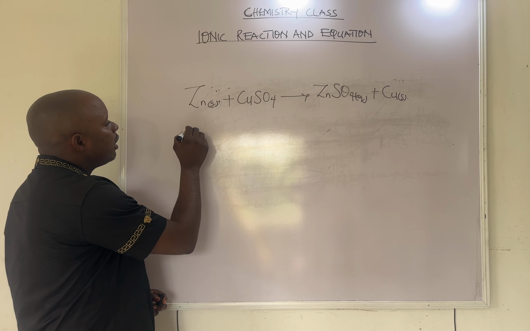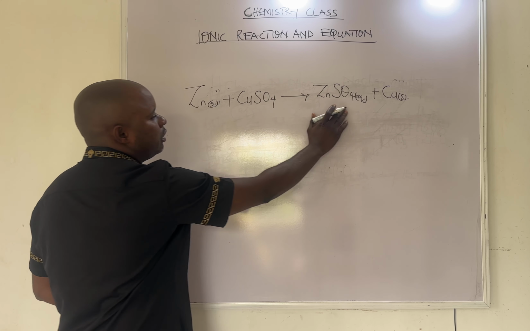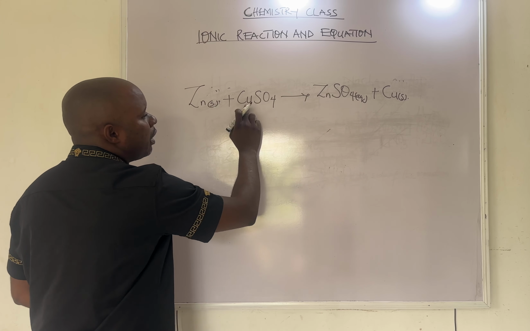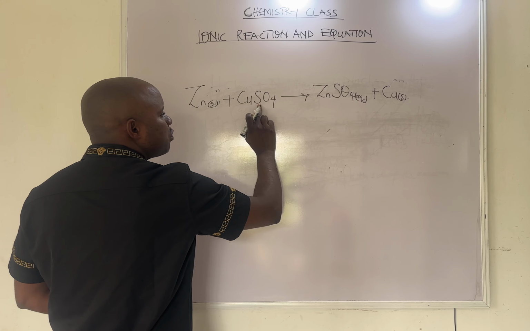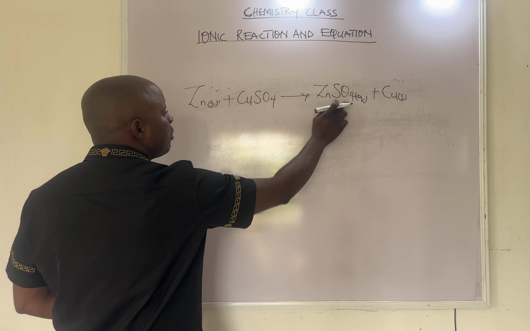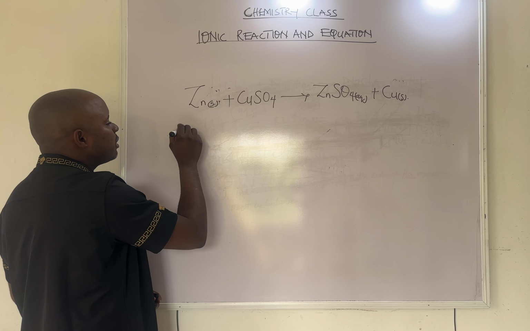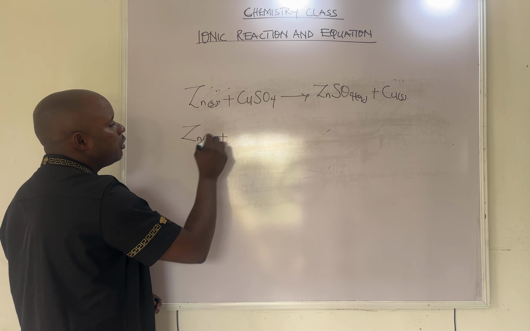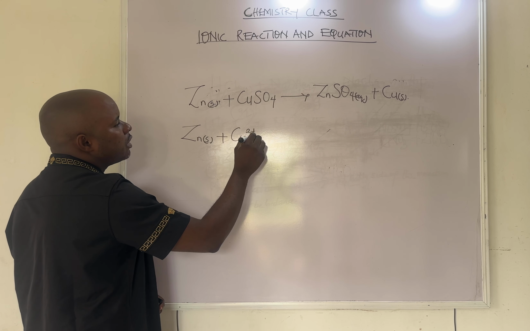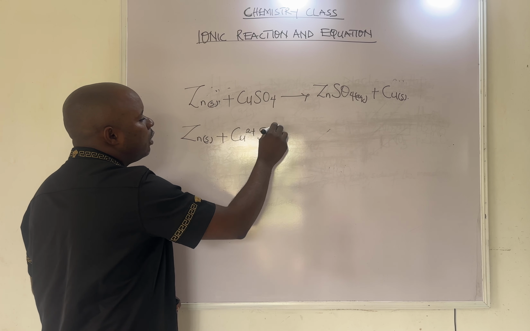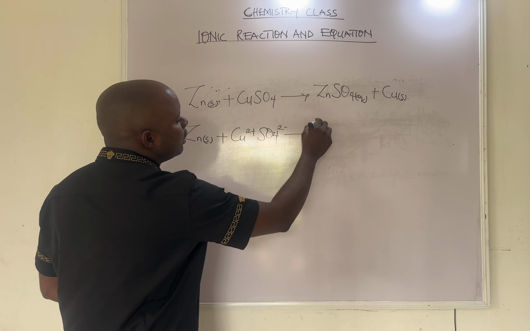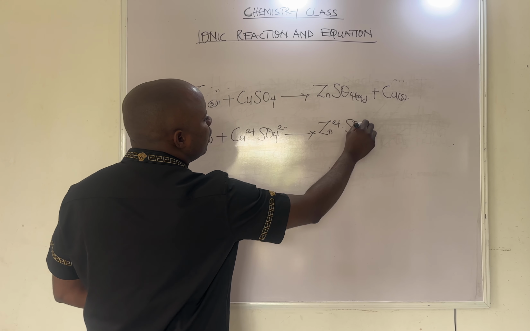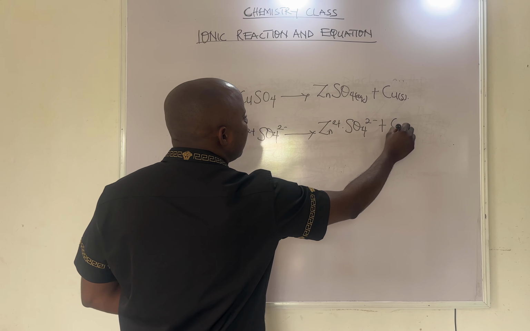First of all, we balance this equation. If you can see, this equation is balanced. We have 1 zinc here, 1 zinc here, 1 copper here, 1 copper here. Sulfur is 1 here, oxygen is 4 as well. Now let's break down this compound. I'm going to have zinc, a solid. We do not dissociate or break it up. So we have copper 2 plus SO4 2 minus to give zinc 2 plus SO4 2 negative plus copper solid.